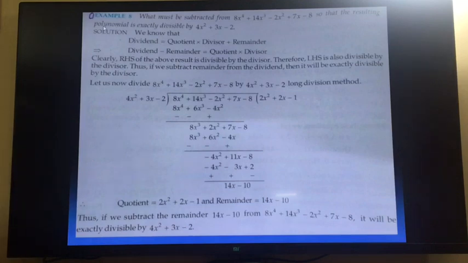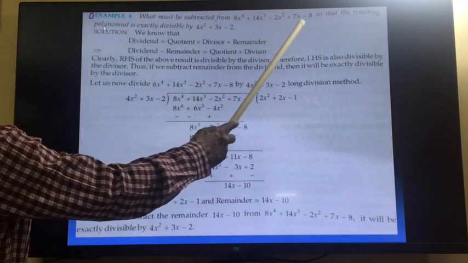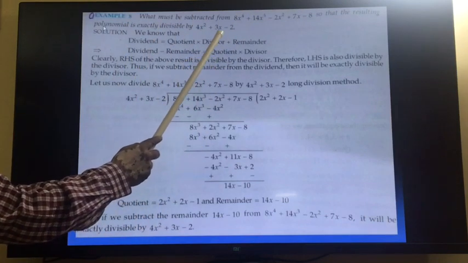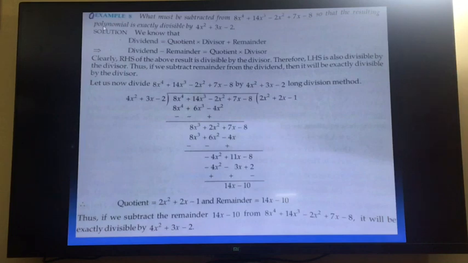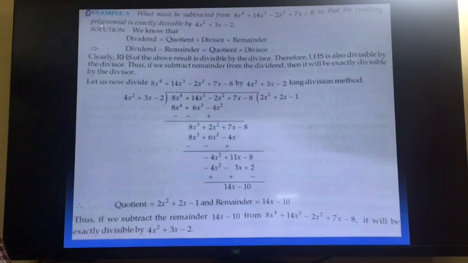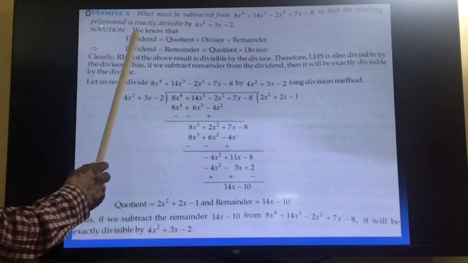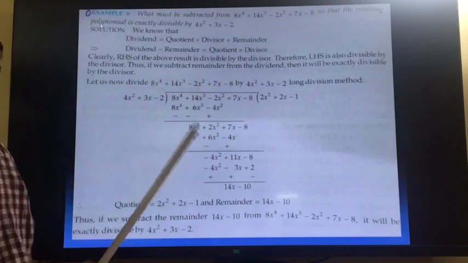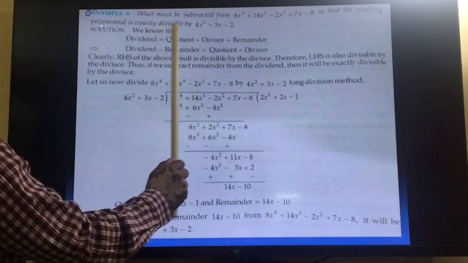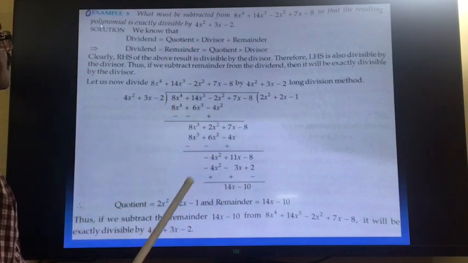What must be subtracted from this polynomial so that the resulting polynomial is exactly divisible by 4x square plus 3x minus 2? So the second question that I did today, I explained if the remainder is 0, then the divisor is a factor, right? This I taught you. So the same process we will use in this question. Here dividend is equal to quotient into divisor plus remainder. So by this, dividend minus remainder will be equal to quotient into divisor, right?